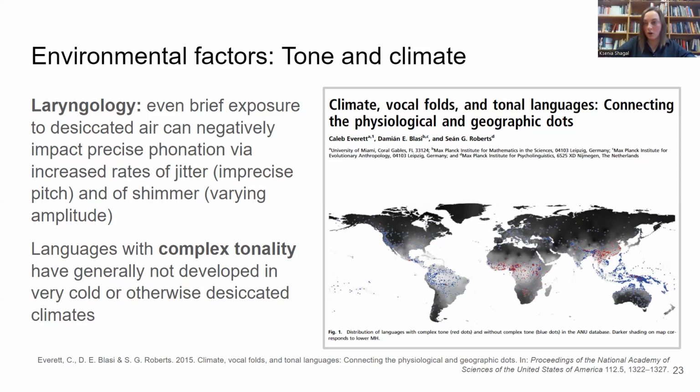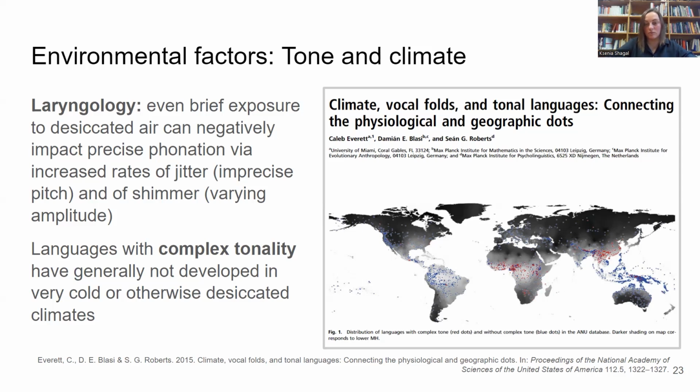So the findings from laryngology are that even brief exposure to desiccated air can negatively impact precise phonation by increased rates of jitter, so the pitch would be imprecise, and of shimmer, so varying amplitude. So this means that basically if the air is too dry, then it's hard to produce tones very neatly, very accurately. And the result of this, as they claim in typology, is that languages with complex tonal systems have generally not developed in very cold or otherwise desiccated climates.